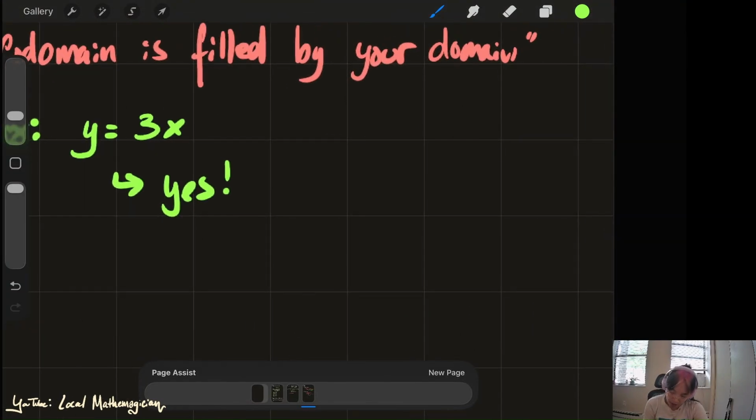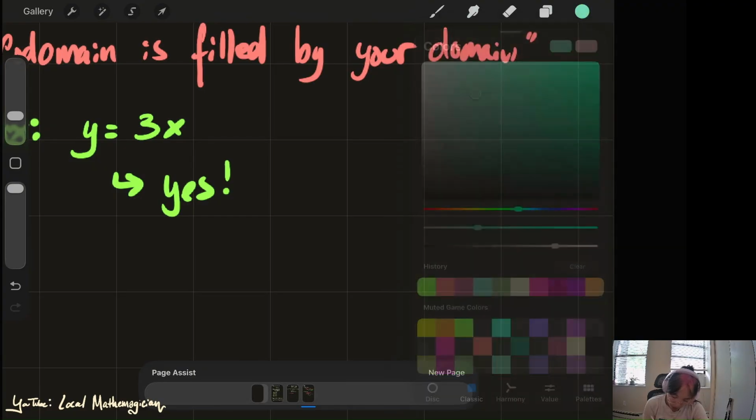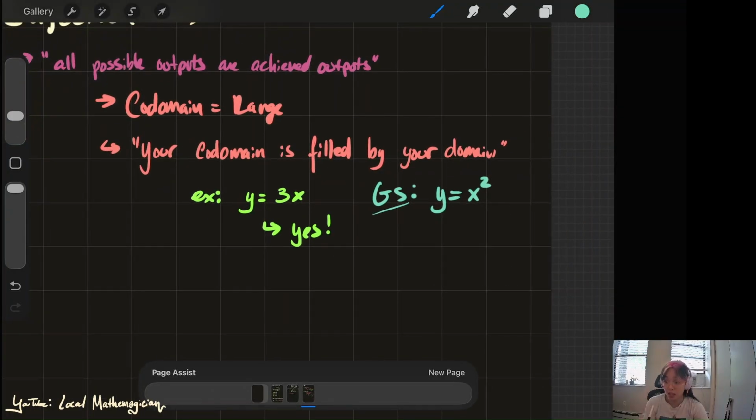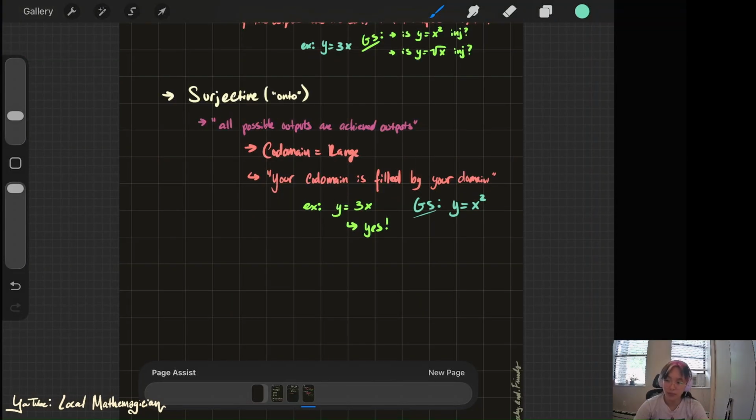So for Gradescope purposes, let's have you look at y is equal to x squared. Is this surjective?